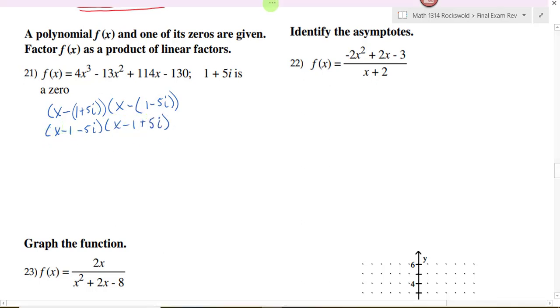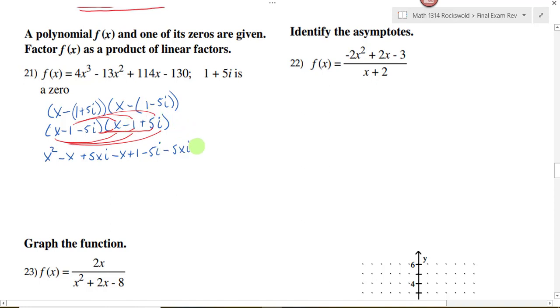And then I need to distribute. I'm going to distribute the x across, distribute the 1 across, and then I distribute that negative 5i across. And when I multiply that out, that's going to give me x squared minus x plus 5xi, and then minus x plus 1 minus 5i minus 5xi plus 5i, and then minus 25i squared.